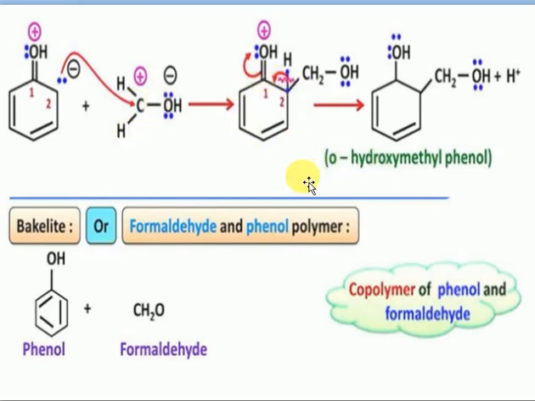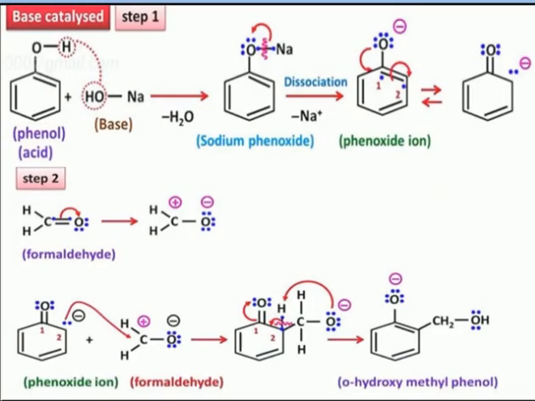Regarding this mechanism, we will discuss it in the class sessions. So what happens? Consider the formula with CH2OH. This polymerization is nothing but bakelite formation. By using either acid or base, the bakelite formation takes place.